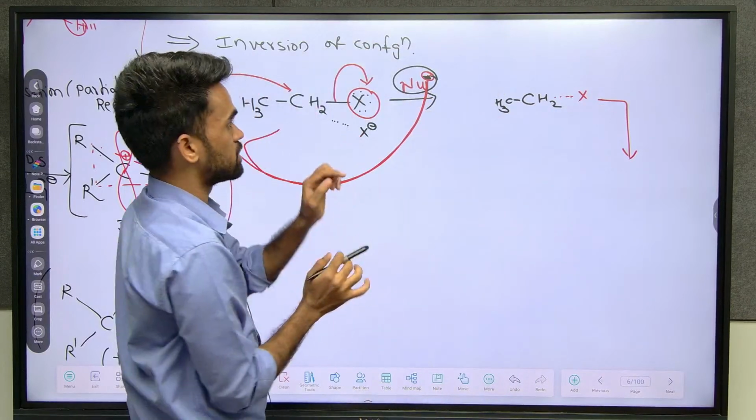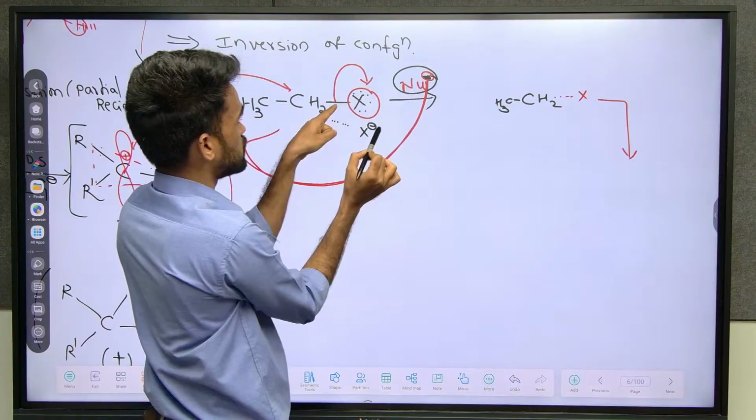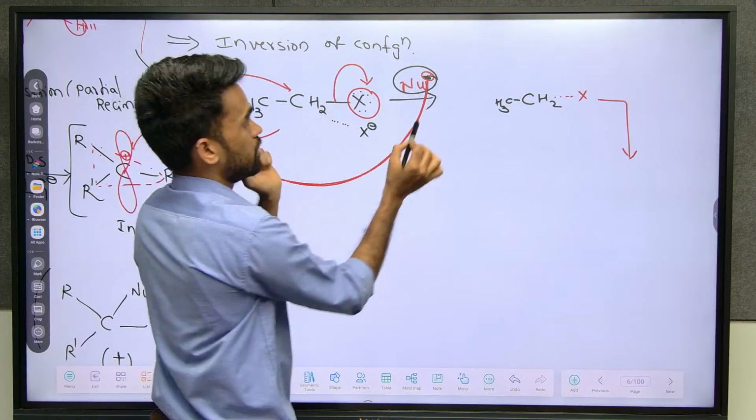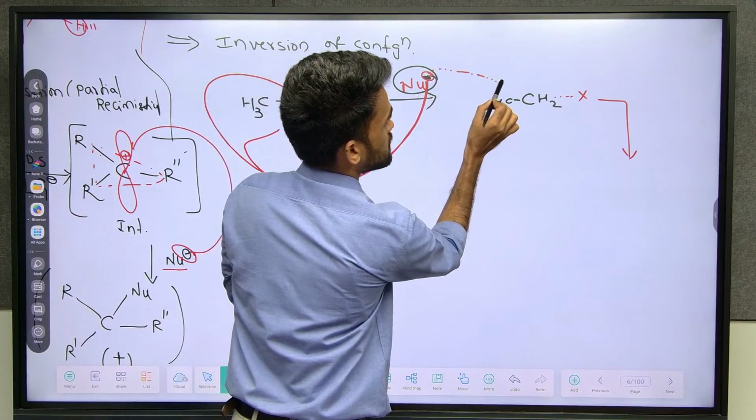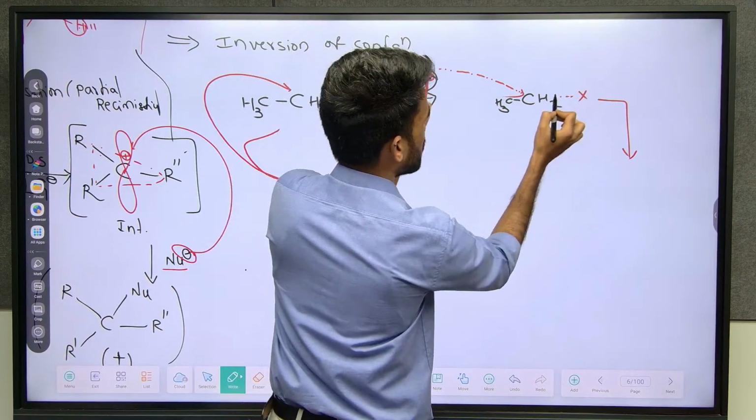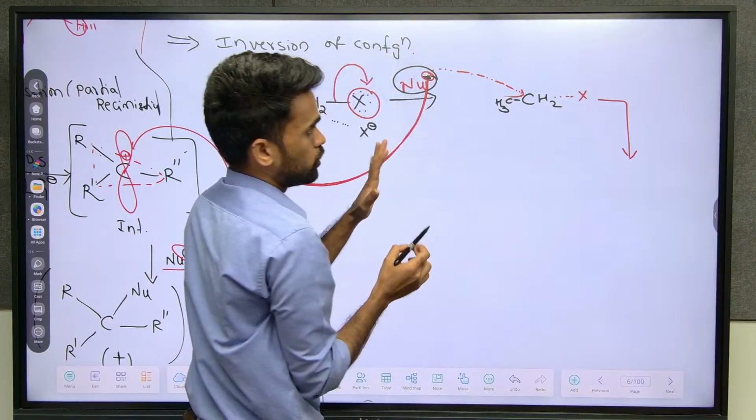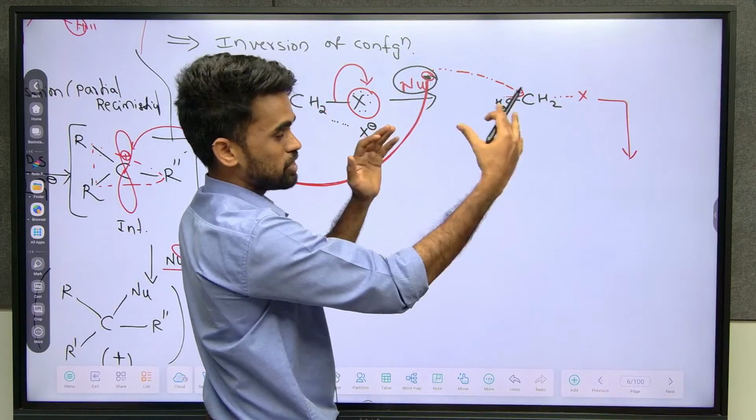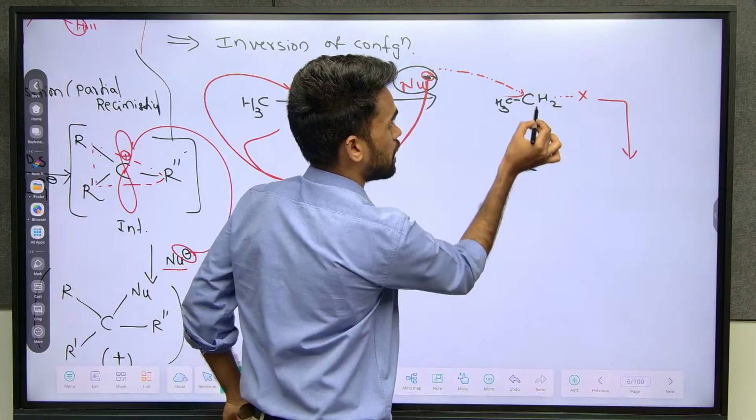See, imagine like this. This fellow is living. Which fellow? It will enter at the same time like this. Okay? See, it is leaving, it is entering. So, during this formation, during this transition, how many groups are there on the carbon here?